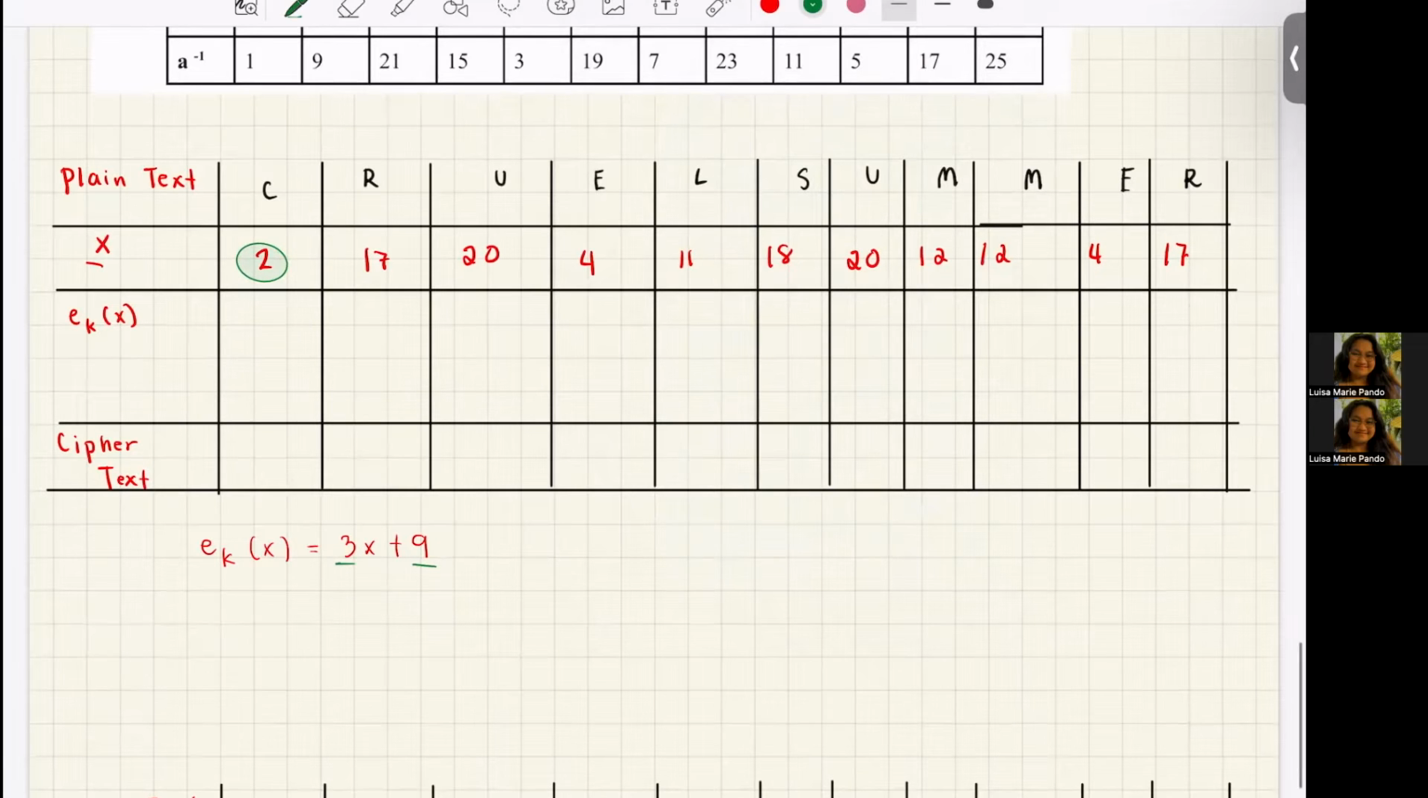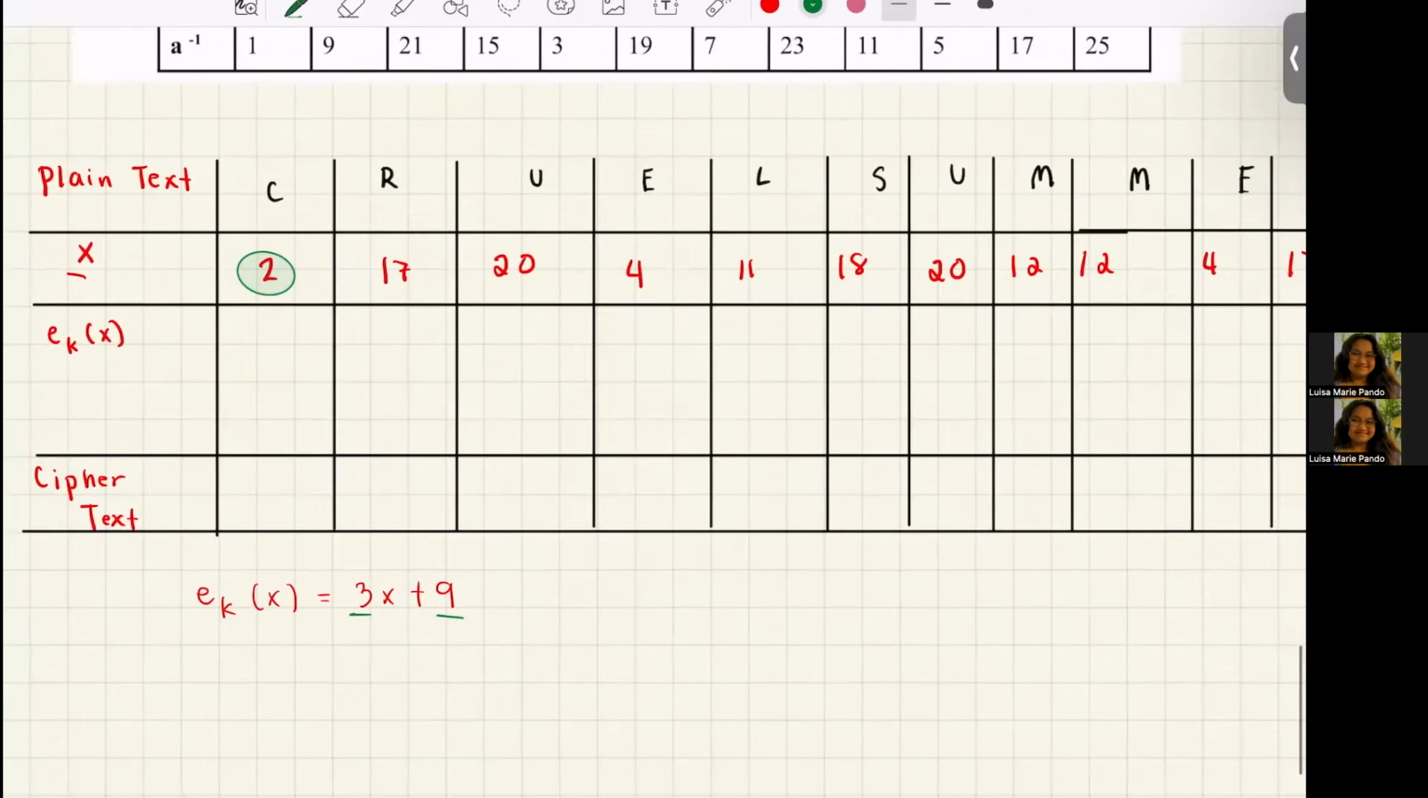If we put it into simpler terms, magiging 3 times 2 plus 9. Tapos, let us now compute. So, 3 times 2 plus 9 is equals to 15 modulo 26. So, itong 15 na to, ito na yung gagamitin nating parang number or key para mahanap yung ating cipher text.